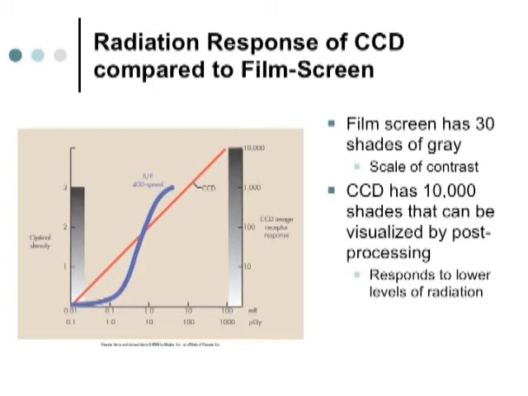What about this area of the film? What's wrong with this area? Too dark. The only portion that we can use is this straight line portion known as the useful portion of the curve. Now look at digital.